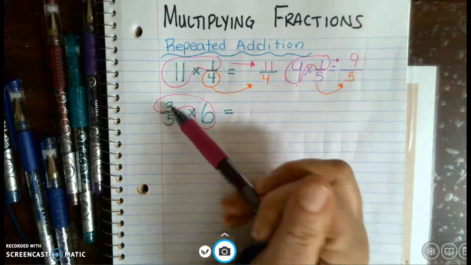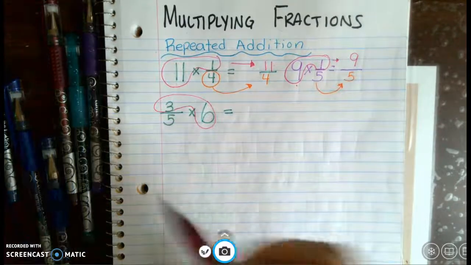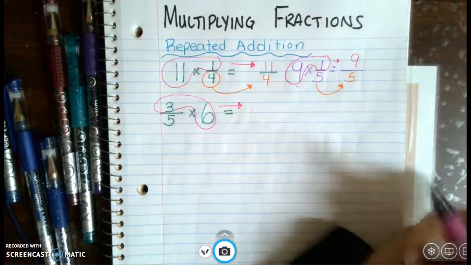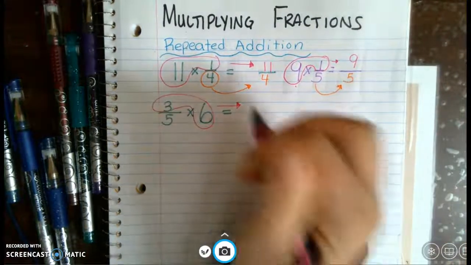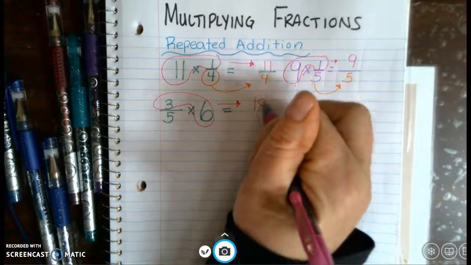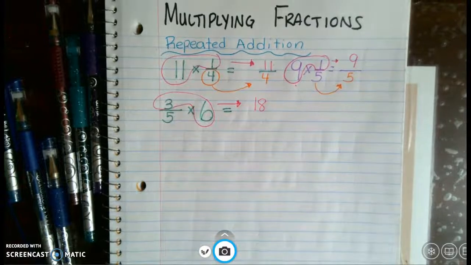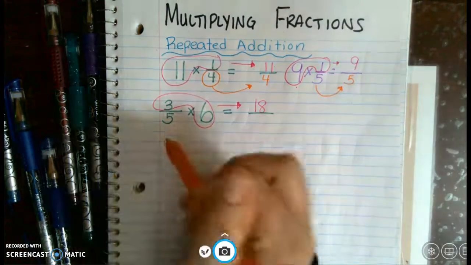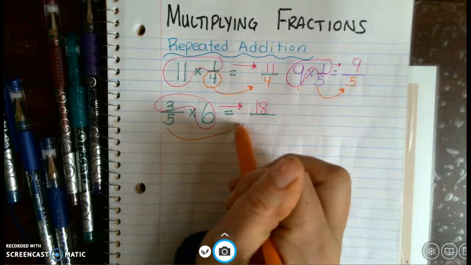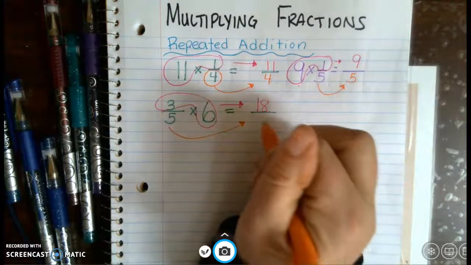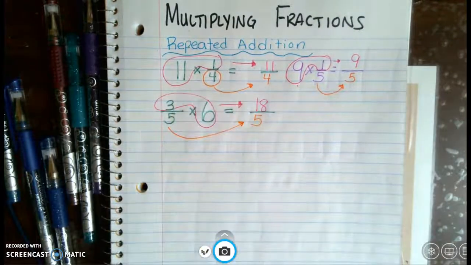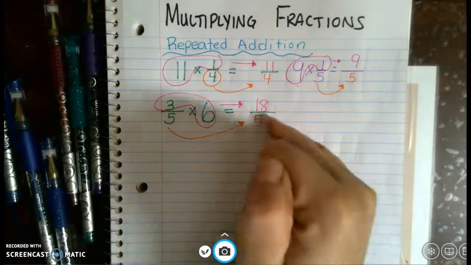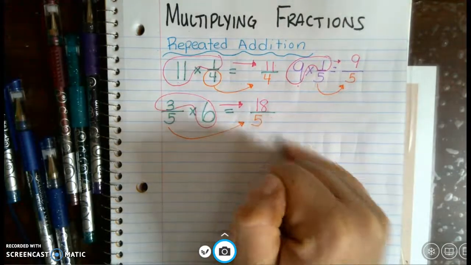I'm going to multiply my numerator times my whole number. 3 times 6 equals 18. Do my fraction bar. My denominator stays the same. It doesn't change. Okay, so I have 18/5.